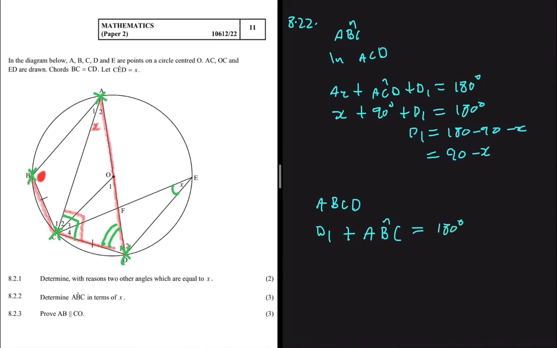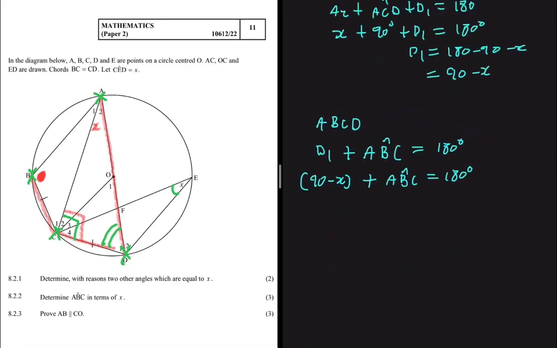So what is D1? We know fully well that D1 is 90 minus x, and then plus ABC should be equal to 180 degrees. If you solve for ABC, you're going to get ABC being equal to 180 degrees minus 90 plus x, right? So 90, when you take it to the other side, becomes minus 90, and then minus x becomes plus x, right? So ABC will be equal to 180 minus 90, that is 90 plus x, right? And we have determined the size of angle ABC.